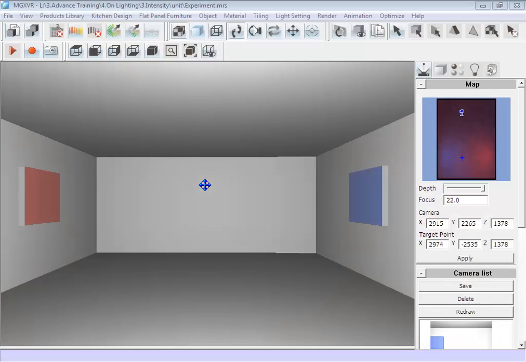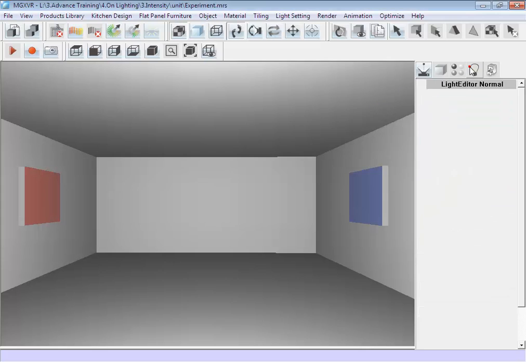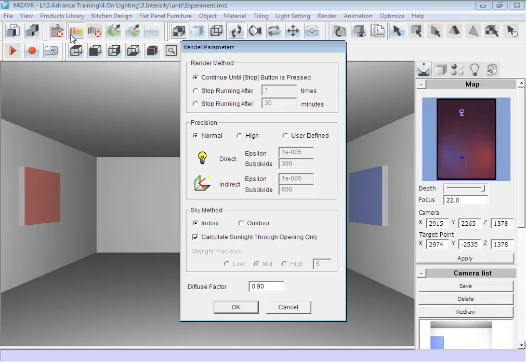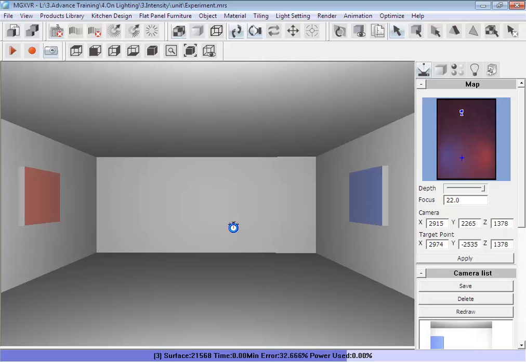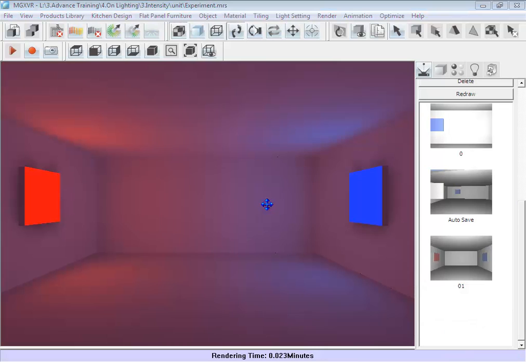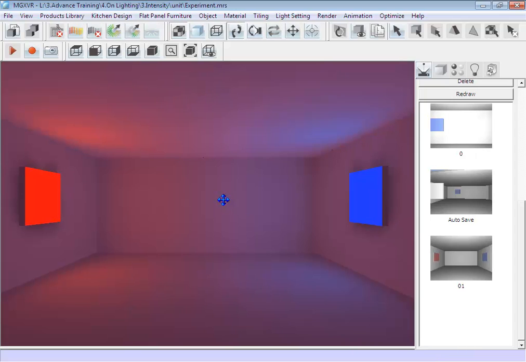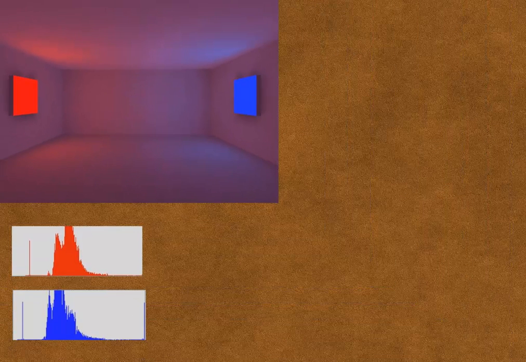Here, let's do an experiment. In this scene, we set 2 general light sources on either side of the wall. Both light sources are incandescent lights with the same size and intensity. The only difference is one is blue and the other is red. Now let's turn on the lights. Now we can see the blue light and the red light have the same influence on the scene. Ray trace and take a snapshot. Also, we measure the blue and red channel distribution for reference.